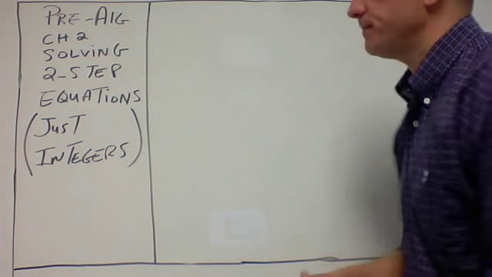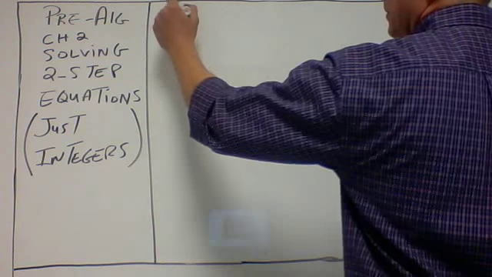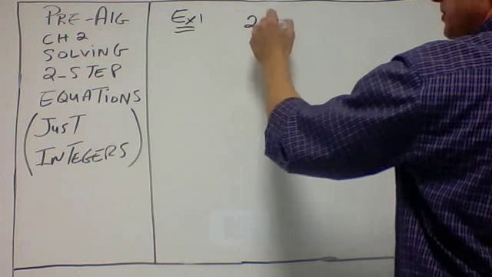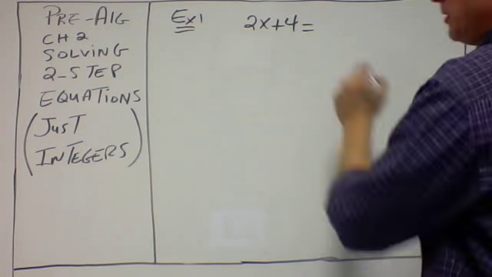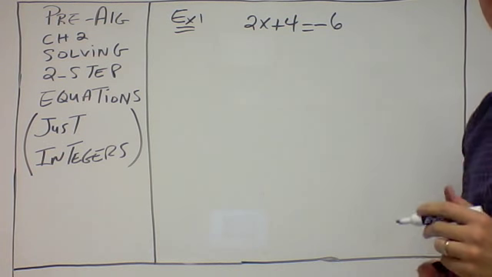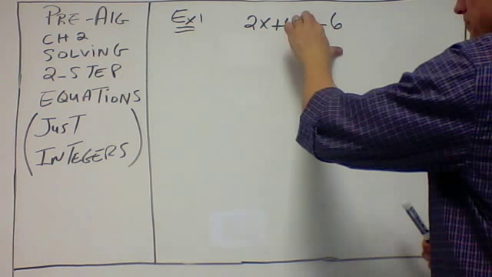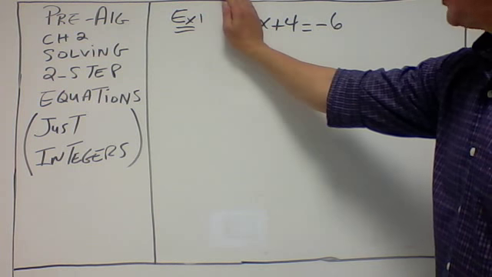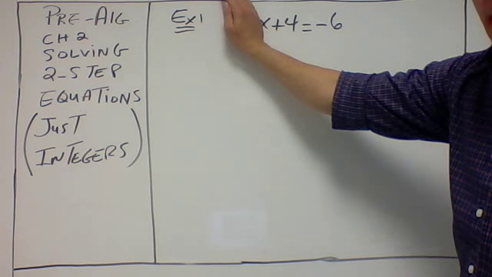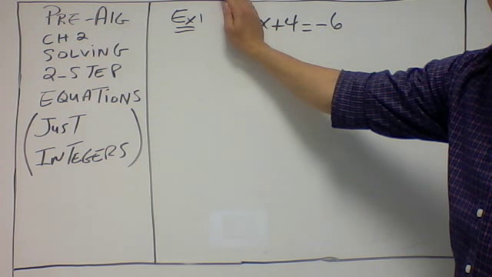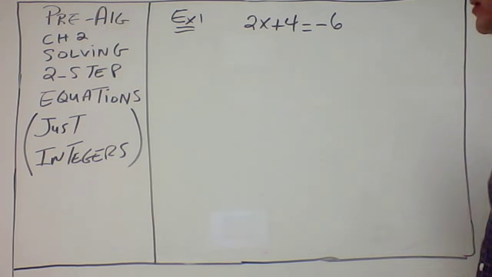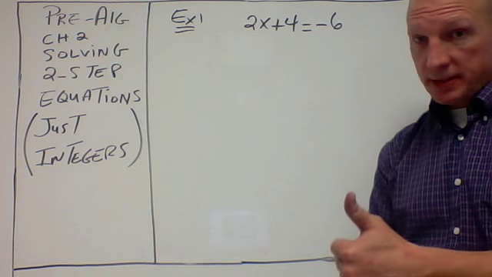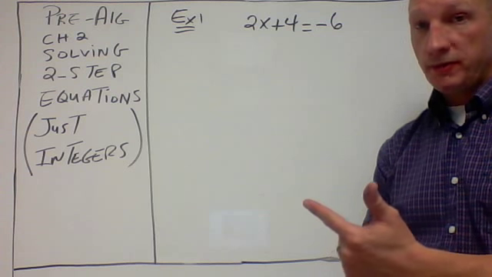Okay, example number 1 is 2x plus 4 equals negative 6. So I take a look at this problem, and there's 2 things that I have to do. Normally, before, I just had maybe one step like that, and I would just subtract 4 from both sides. But now you got 2 things. In these equations, you're always going to have an adding or subtracting step and a multiplying or dividing step.